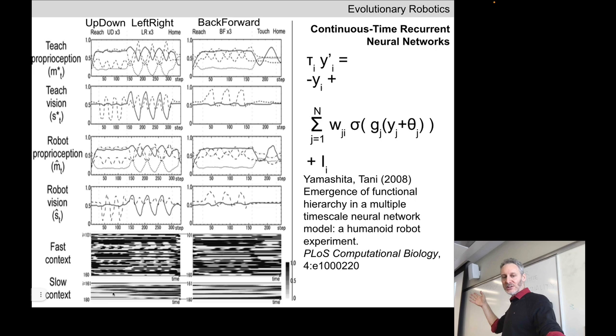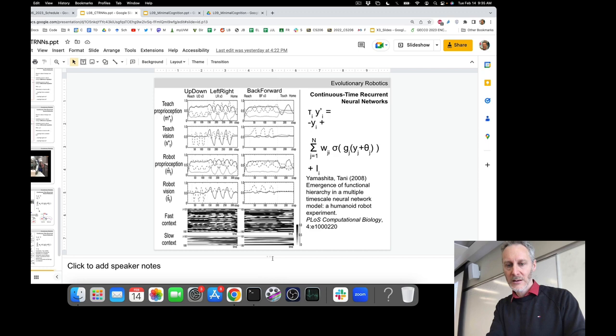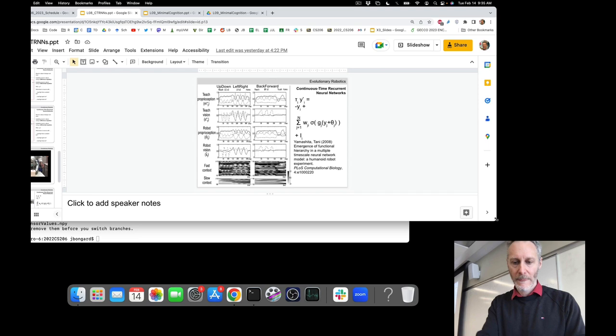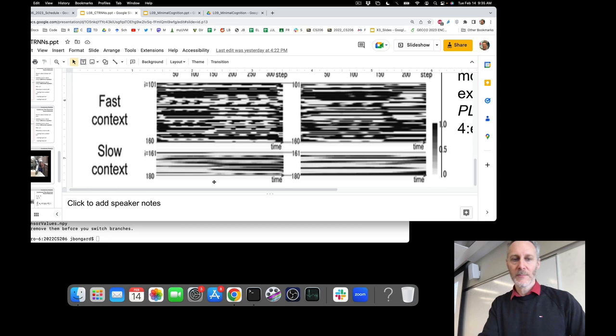The most interesting part is in the very lower left here. Maybe let me zoom out here. Let me bring this up and then zoom in so people in the back can see. Okay, here are the slow neurons. There are 20 slow neurons, neuron 161 through neuron 180.